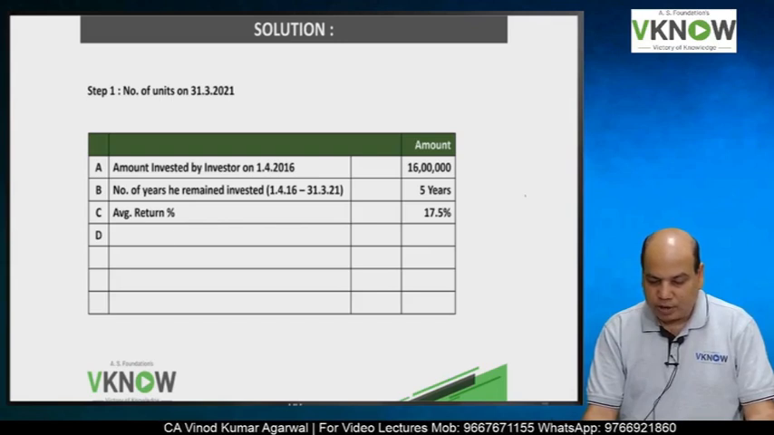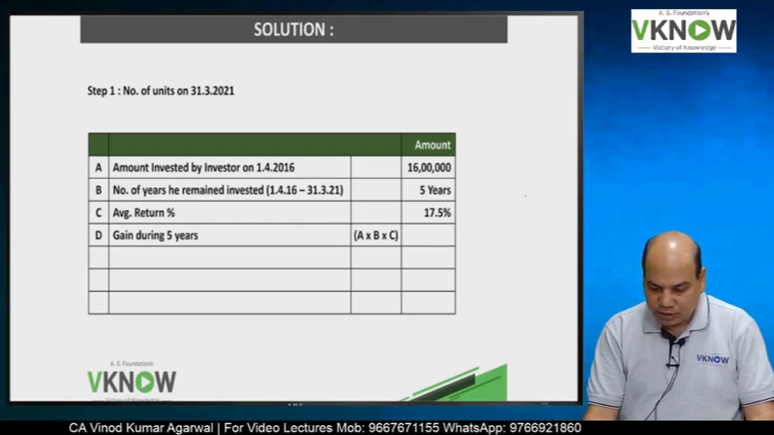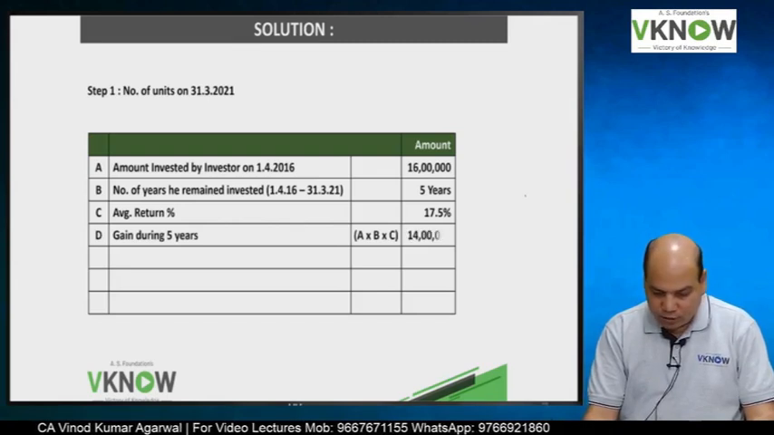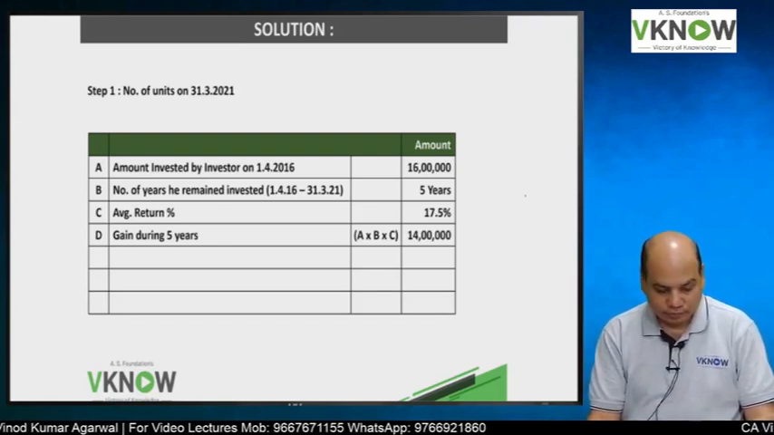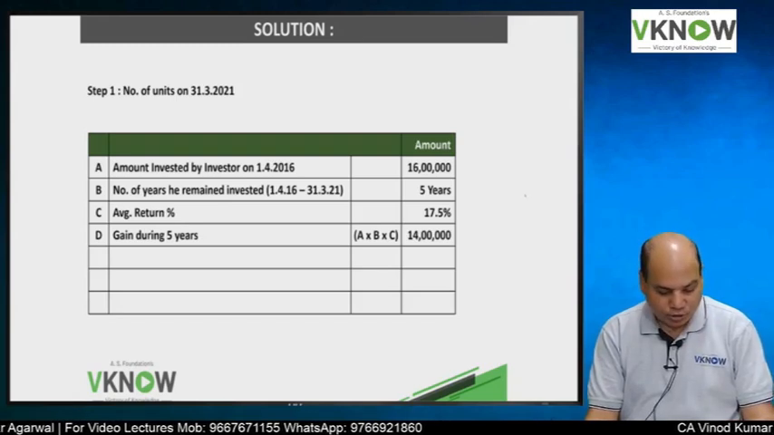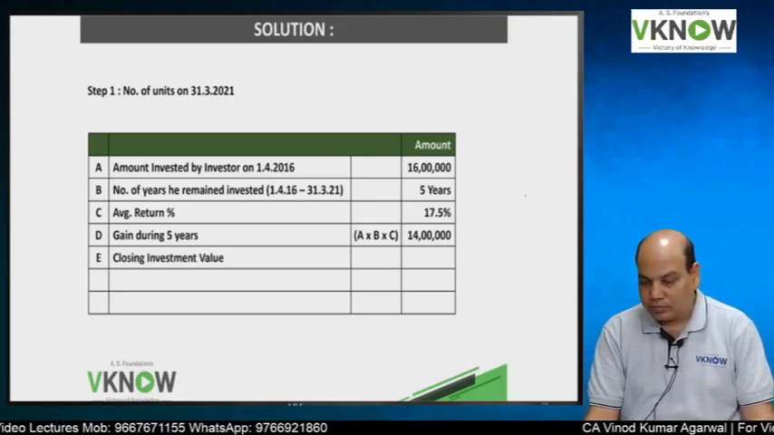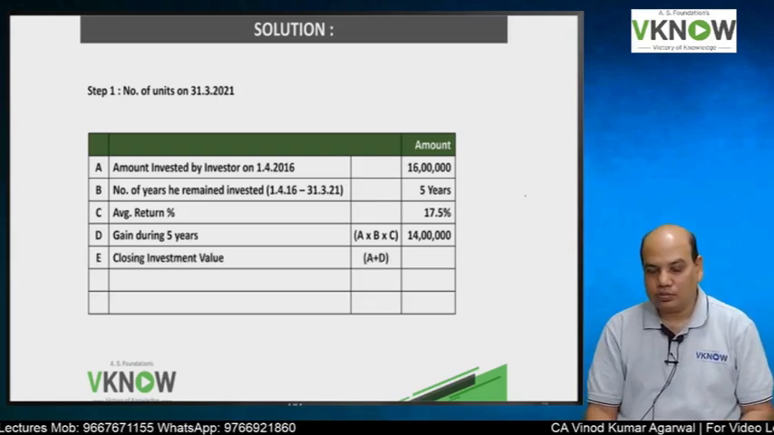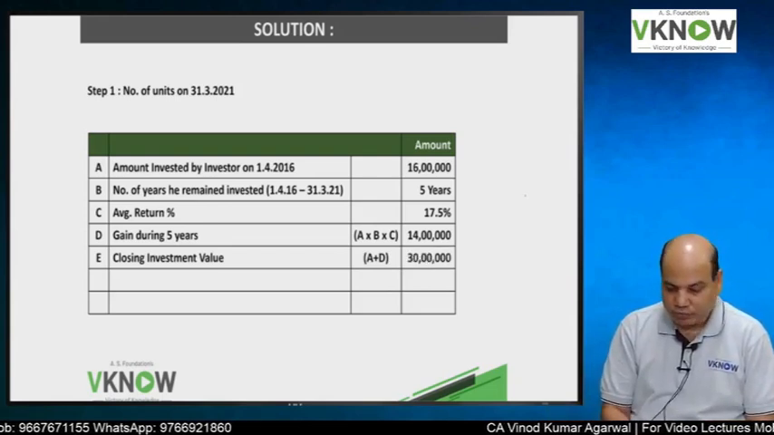So multiply A, B and C, that is 16 lakh times total return. That will give you the total gain during 5 years: A into B into C. 14 lakh is your gain. Therefore, closing investment value is 30 lakh. You can write 30 lakh directly if you can get it, no problem.